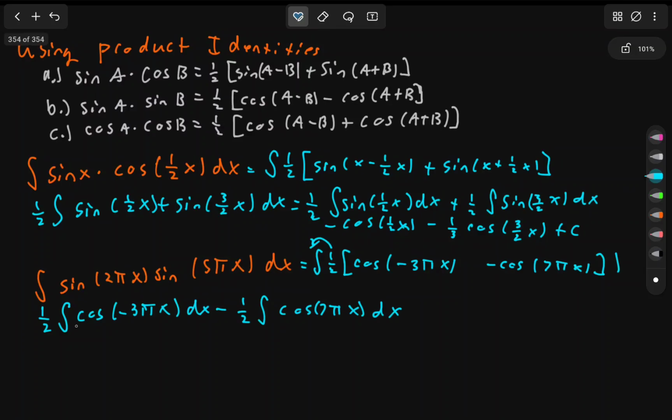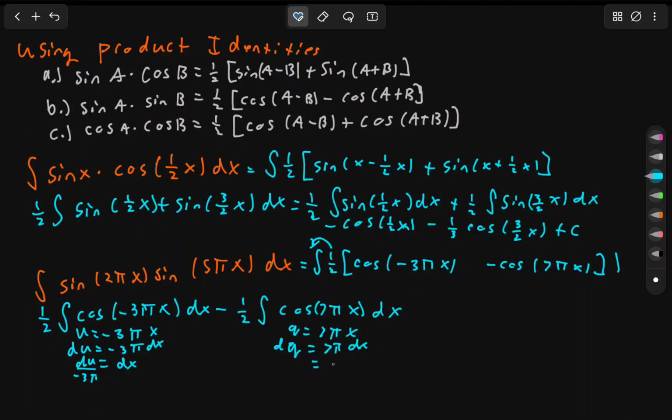For this first integral, we're going to say u is going to be negative 3 pi x. Solving for the differential du, we get du is going to be negative 3 pi dx. Solving for dx, we get dx is going to be equal to du divided by negative 3 pi. Similarly, we're going to say q over here is going to be 7 pi x. So then our dq is going to be 7 pi dx. So dx is going to be dq divided by 7 pi.